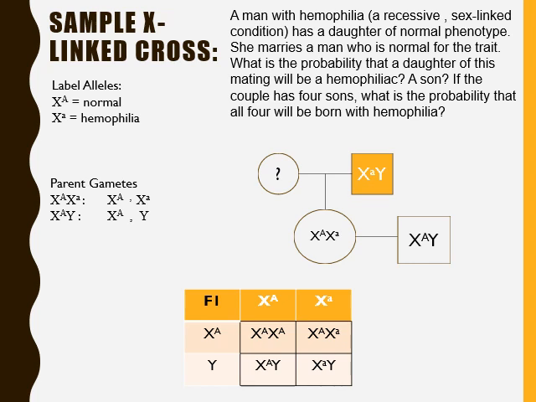So for 4 sons, 1/2 times 1/2 times 1/2 times 1/2. That's 2 times 2 times 2 times 2, so 1 over 16. That's the probability that all 4 will be born with hemophilia.